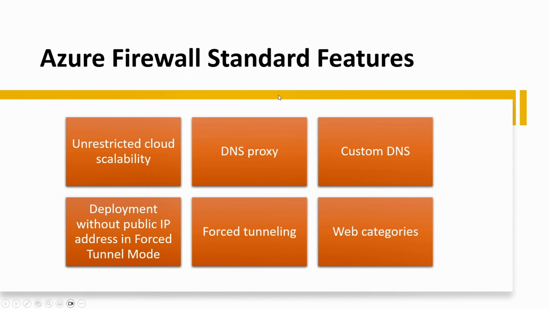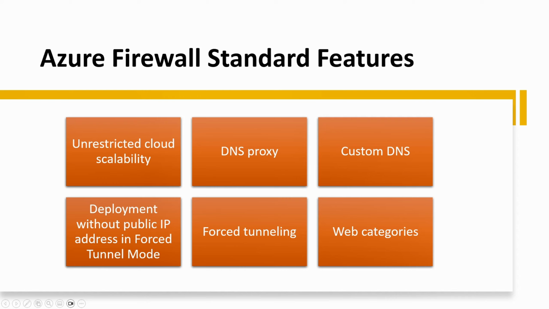Now let's move on to Azure Firewall Standard features. All the features which are available for Azure Firewall Basic are already included in the Standard SKU, and there are some extra features which you can see on your screen, and I'll be discussing them one by one. So the first one is unrestricted cloud scalability. Based on the changing network flow, Azure Firewall Standard can scale out on demand. So you don't need to plan the scalability during the peak traffic.